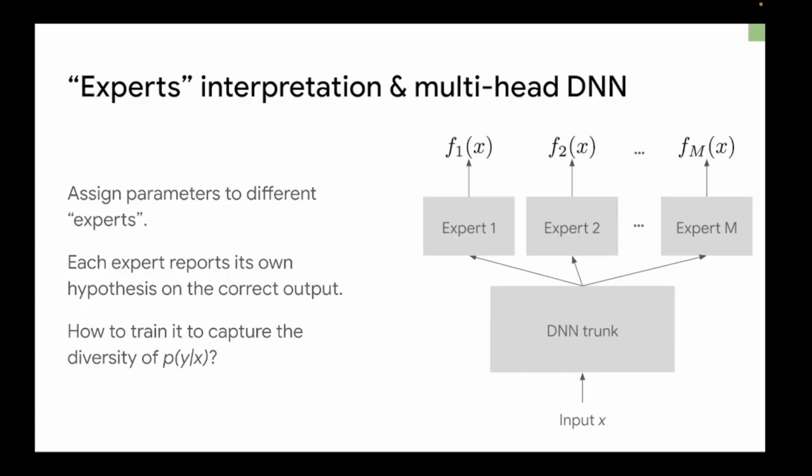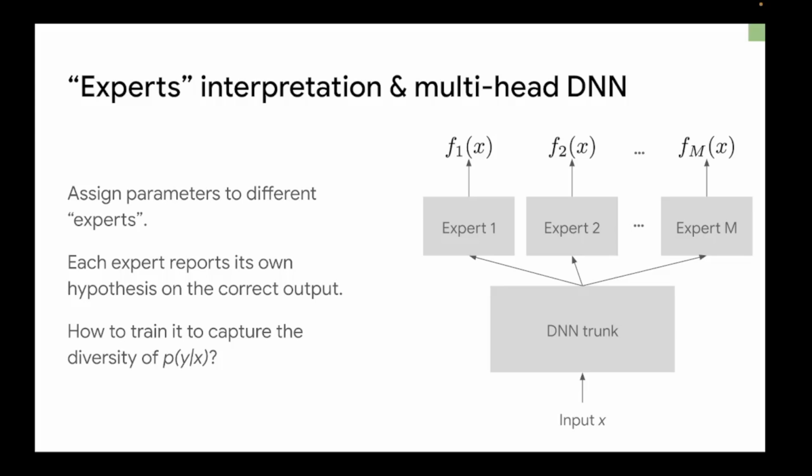And in terms of DNN, how you do it is by introducing some DNN trunk at the beginning, and then you're going to have different heads for the experts. Each of the experts will be predicting F1, F2. These are basically mu's for different centroids. And we are not modeling sigma anymore because it's constant anyway.